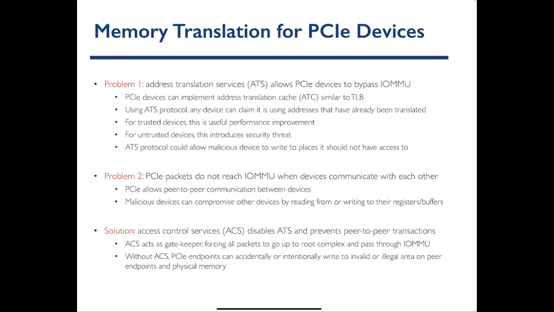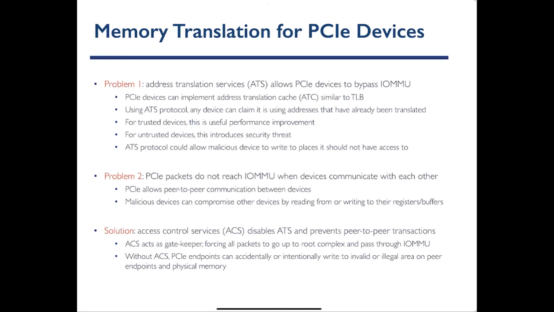So first of all, we don't allow caching of virtual to physical addresses by each device. This obviously comes with a performance penalty, because the whole idea of caching these virtual to physical addresses was to have better performance. Now we're not allowing it. We still could have a TLB implemented inside the IOMMU, but we're just not allowing each device to have its own cache.